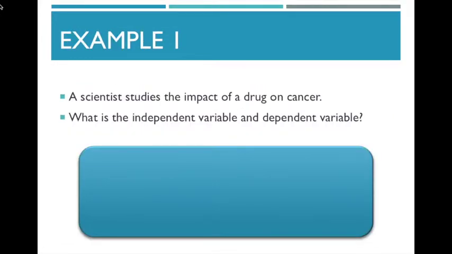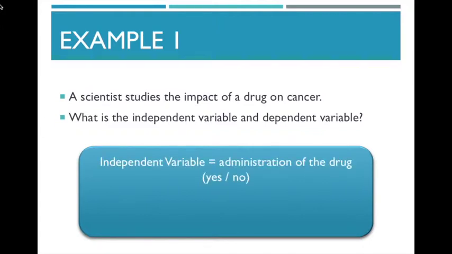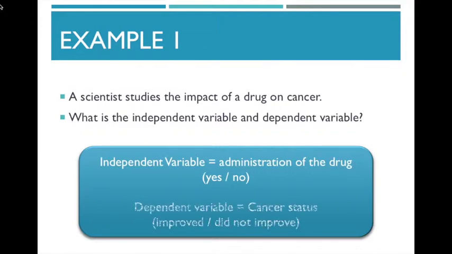Example 1. A scientist studies the impact of a drug on cancer. So what's the independent variable and what's the dependent variable? Well, the independent variable is the administration of the drug. Was it administered or not? The dependent variable is cancer status. Did their cancer improve or did it not improve?